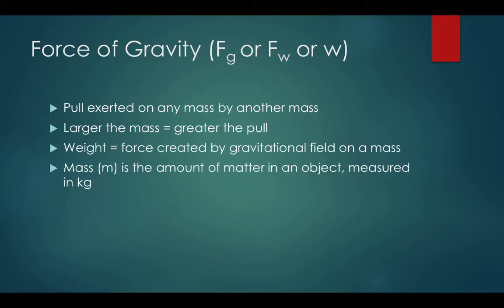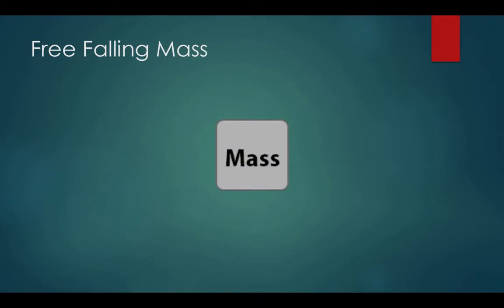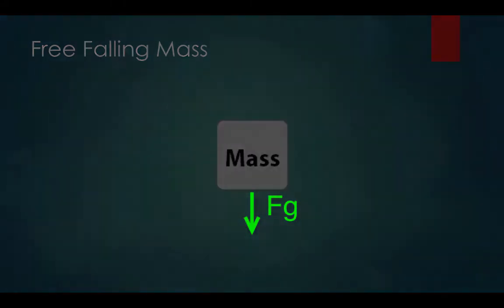Mass m is the amount of matter in an object, measured in kg, kilograms, while weight is the effect of gravity on the mass, measured in newtons, N. The formula for weight is mass times gravity, Fg equals mg. For this free-falling mass, the only force acting on it is gravity. The force of gravity is a vector, so it may be represented by this downward-facing arrow.